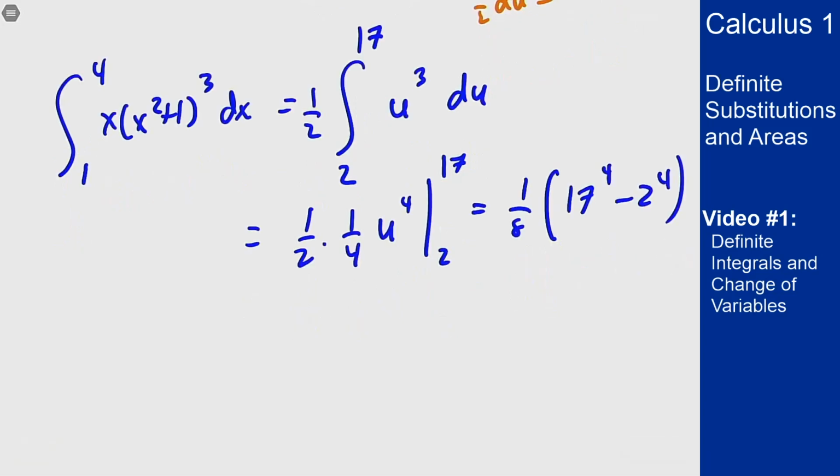What about the other method? The other method says, forget the bounds, solve the indefinite problem, and then plug in the limits from there.